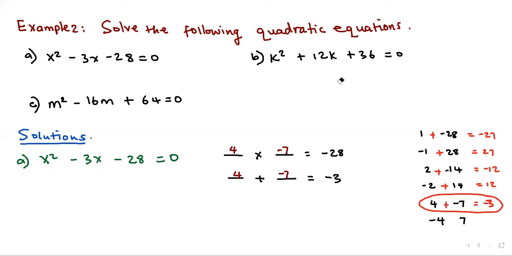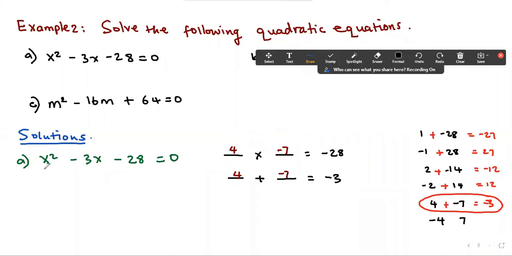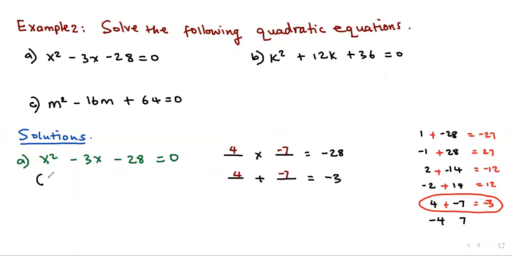Okay, so it means that I will say I have x plus 4 into x minus 7 equals 0. So already I get back to what we finished already, and then it's so easy to get the solution for x. So x plus 4 into x minus 7 equals 0. Just only that.